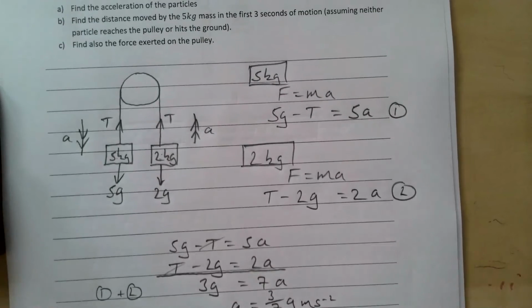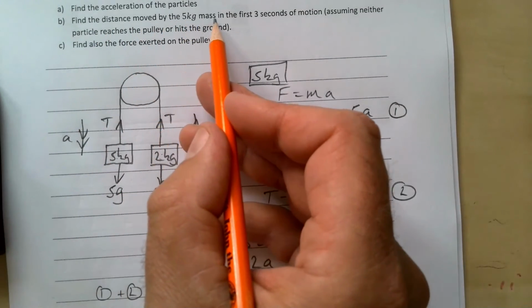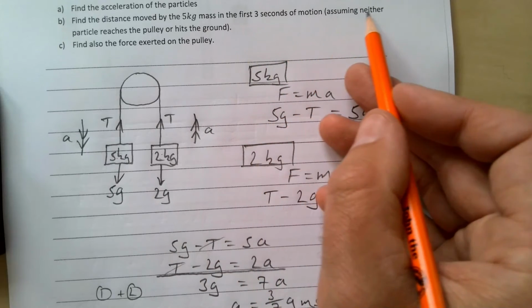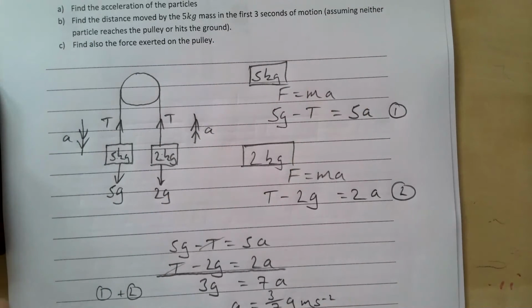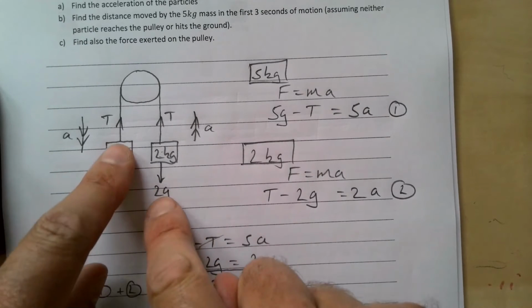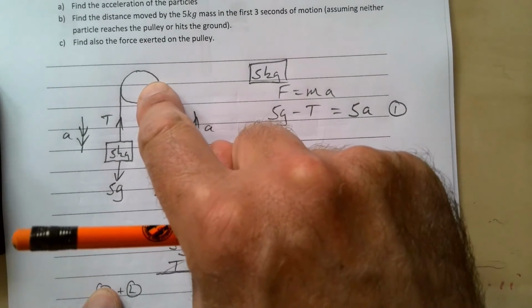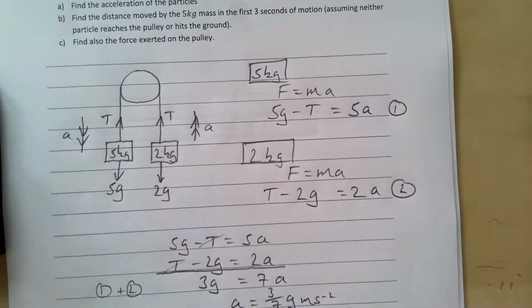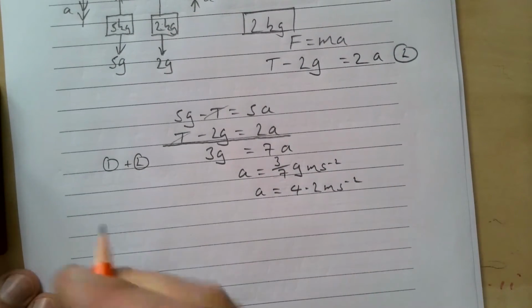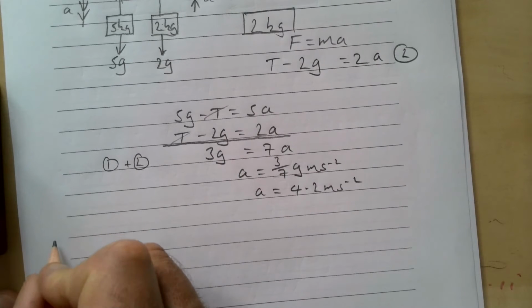Part B then asks us, find the distance moved by the 5 kilogram mass in the first 3 seconds of motion, assuming neither particle reaches the pulley or hits the ground. It's the same as the 2 kilogram mass, it's a funny way to ask it, but it travels this way, and assuming it doesn't hit the ground, how far is it going to travel? So that's going to be a UVAST question first. So this is part B.